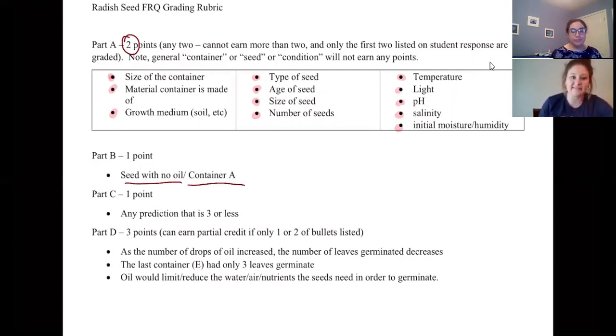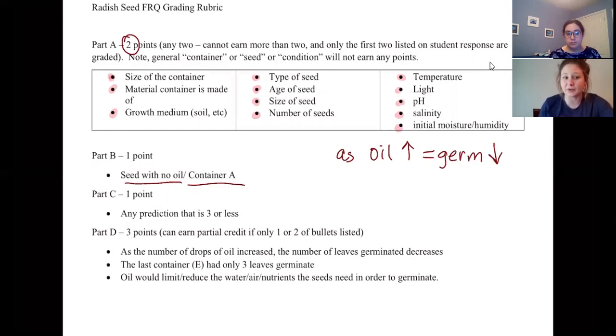So part C was asking you to make a prediction on the germination of the seeds. Now, if you looked at your table, you could recognize that there is a pattern. As the amount of oil increased, the germination of the seeds decreased. So on your table, you could see that the highest amount of oil they've given you has 3 seeds germinate. So you'd assume that if you continue to increase that oil, you would be following the same trend and the germination would continue to decrease. So if you predicted anything less than 3, that would earn you a point.